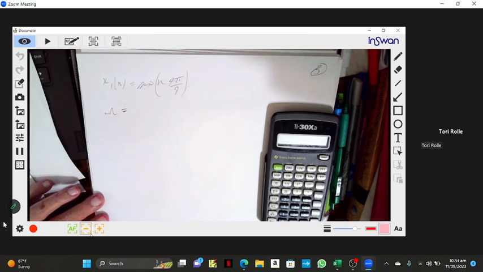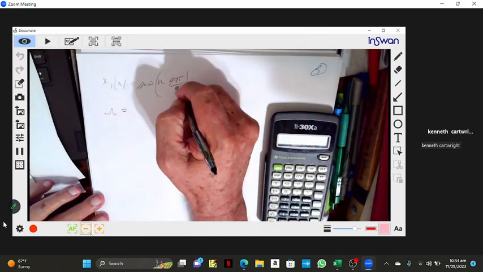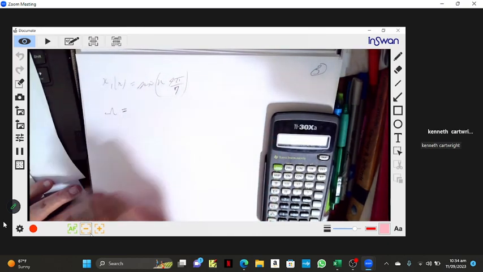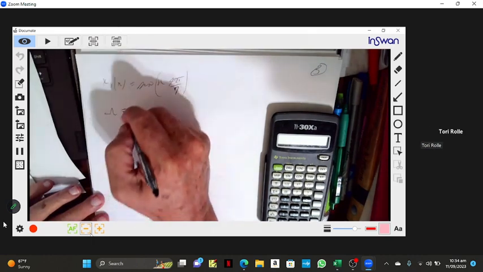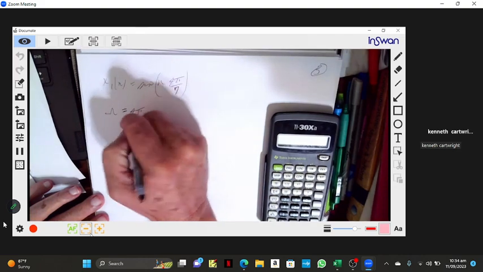Is that 4 pi over something? That's 7. I don't know why you can't tell it's 7. So the digital frequency equals how much? 4 pi over 7. 4 pi over 7 rads.